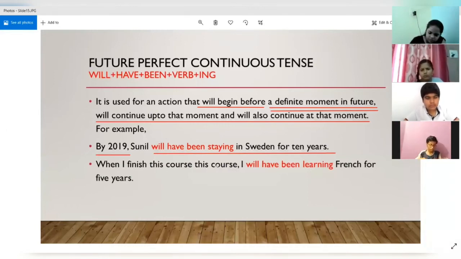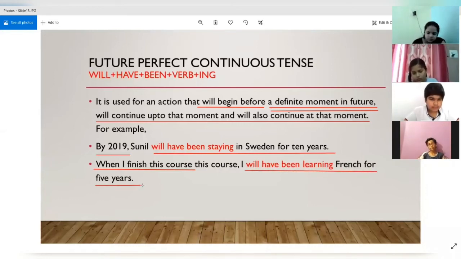When I finish this course, so this is the specific time we are talking about. And I will have been learning French for 5 years. So it means that the process of learning French is going on for 5 years and it is still going on. So I have not completely learned French. I have not stopped learning French, but the process will be going on for 5 years. So this is also a continuing action that is going on at that specified certain time in future. So this is the basic difference between future perfect and future perfect continuous.